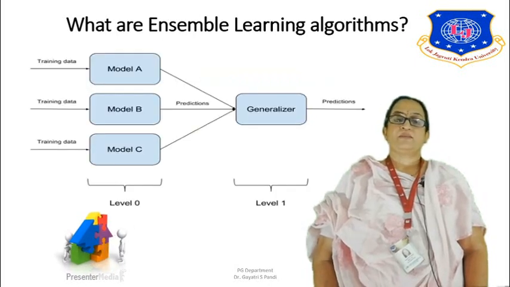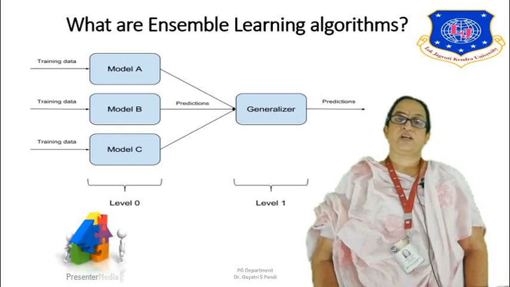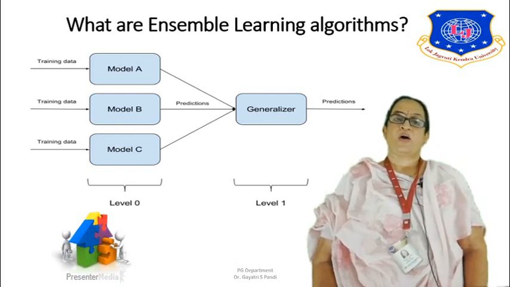Here you can see the ensemble learning algorithm picture represented, where you have multiple models at level 0, that is model A, model B and model C, and they take certain training data as input and make certain predictions, right? Here you can see the predictions arrow is shown and is given as an input to the generalizer, and the generalizer selects the best prediction, which is at level 1. So model A, B and C are called base models, and it will produce a generalized output, which is of course going to be a better prediction with a better accuracy at level 1.